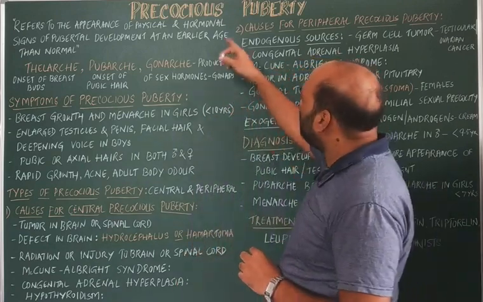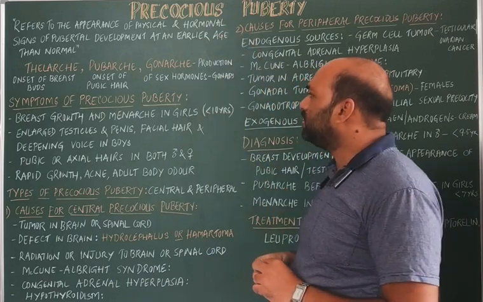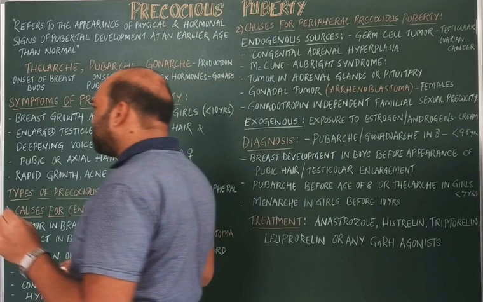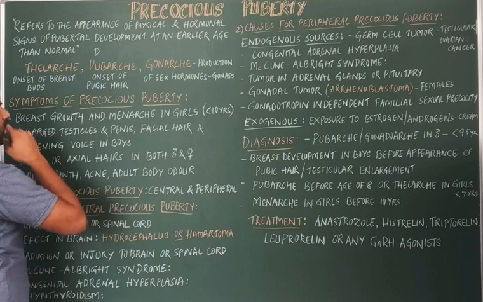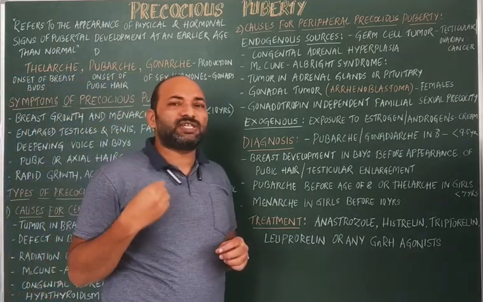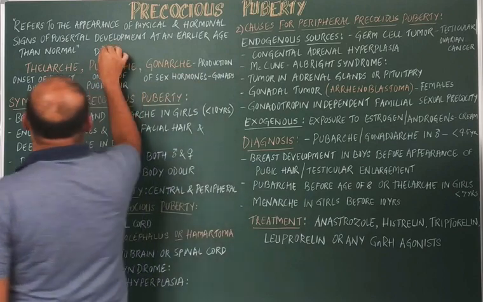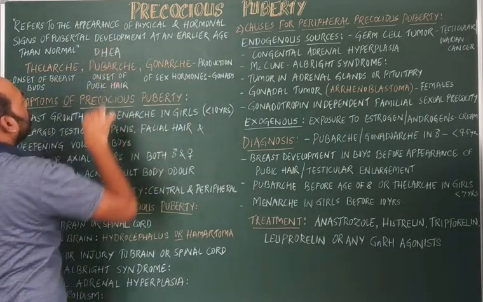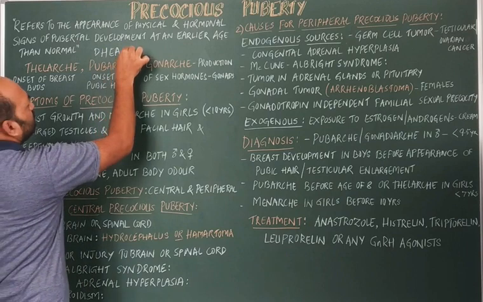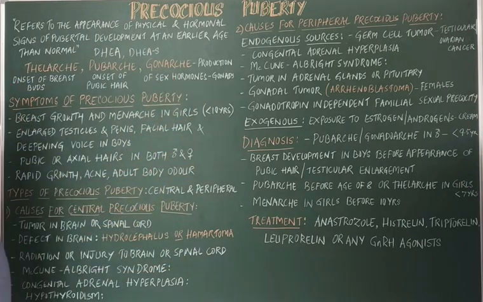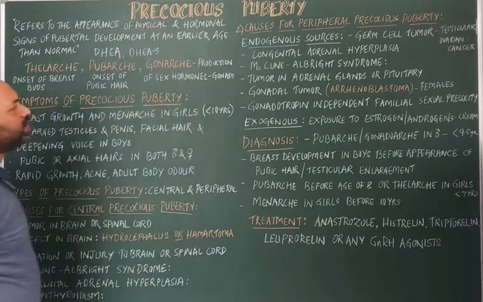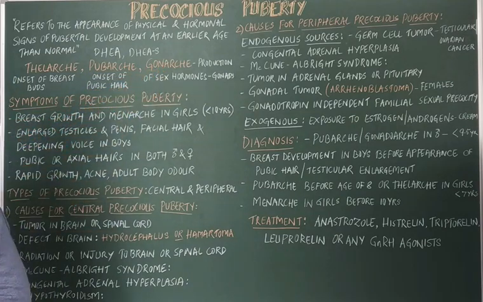In precocious puberty in both boys and girls, two hormones are increased to their maximum. One is dehydroepiandrosterone, and the other is dehydroepiandrosterone sulfate. These hormones are at elevated levels in both boys and girls in precocious puberty. Next is gonarche.